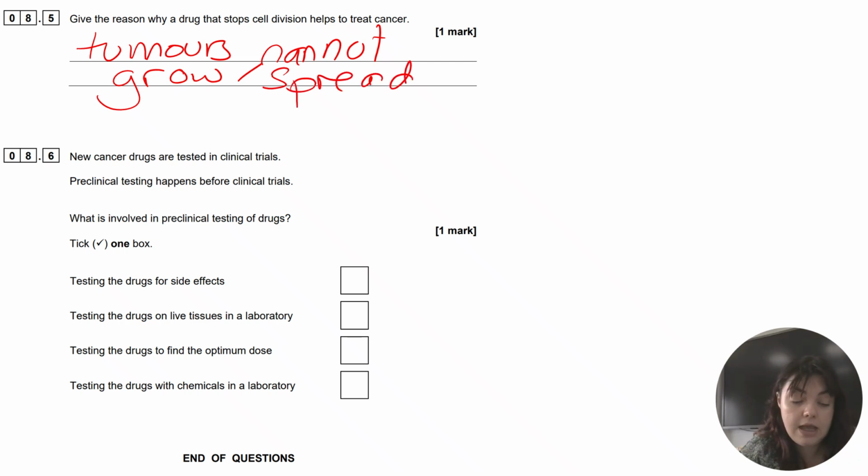Right, there we are. And then new cancer drugs are tested in clinical trials. Preclinical trials happen before clinical trials. What is involved in preclinical testing of drugs? And it's testing it on live tissues in a laboratory.